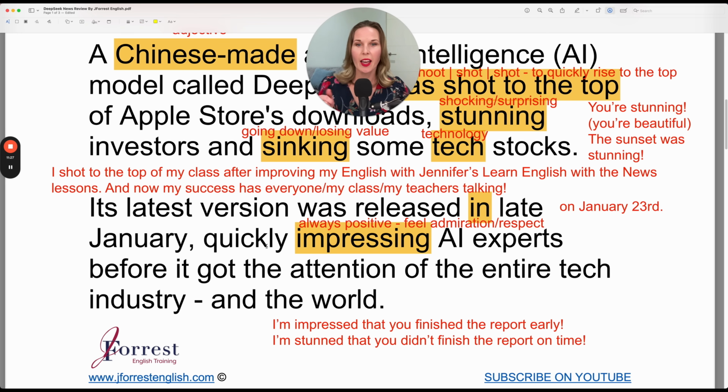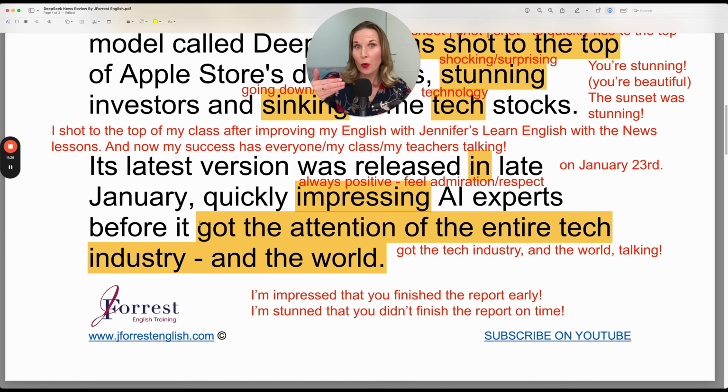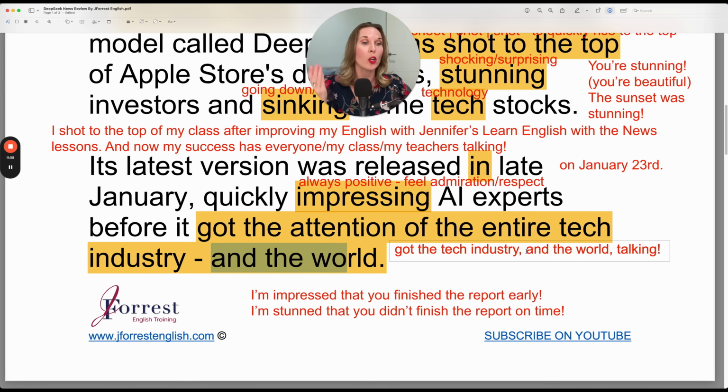So let's review this again. Quickly impressing AI experts before it got the attention of the entire tech industry and the world. Said another way, you could use our expression from the headline before it, the app, DeepSeek, before it got the tech industry and the world talking. So before it got, first it was this industry and then it was the world. So because it had it here, but you could just say before it got the world talking if you want to include the tech industry.